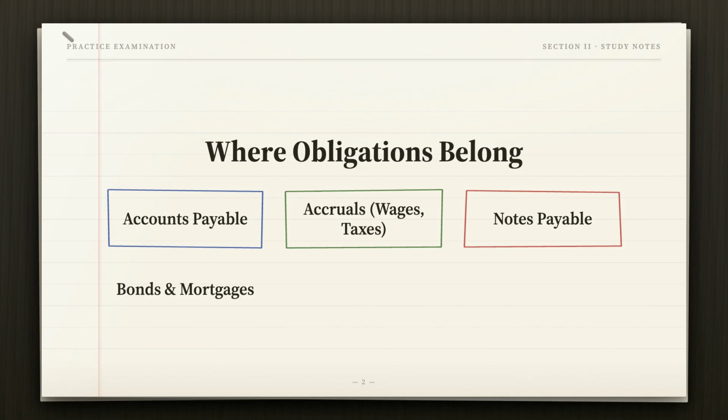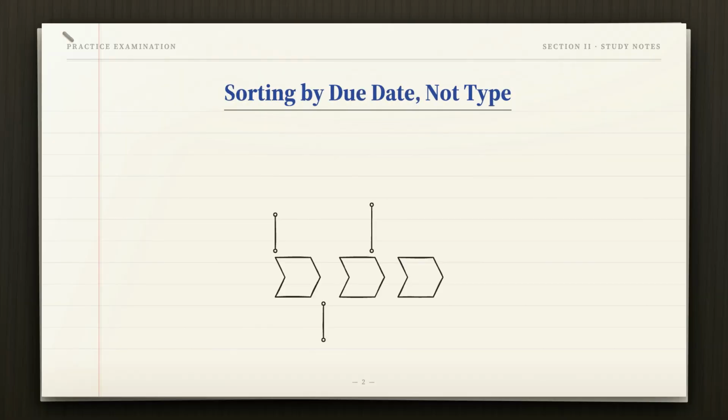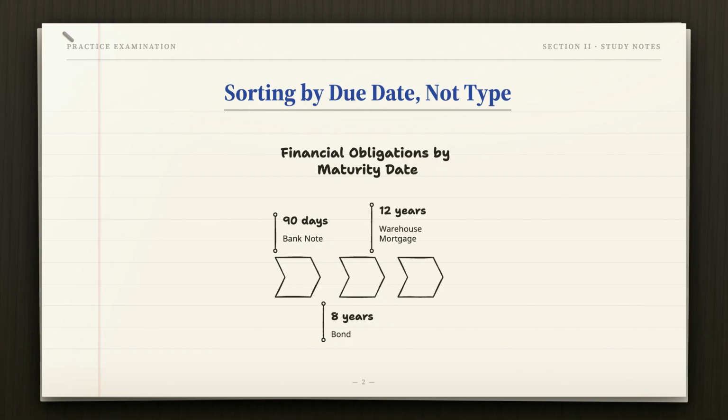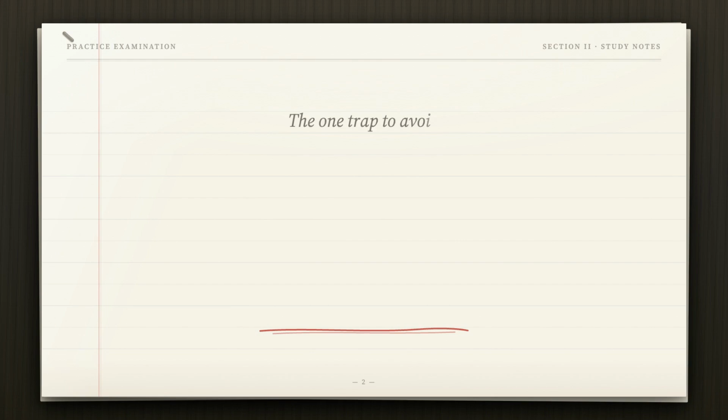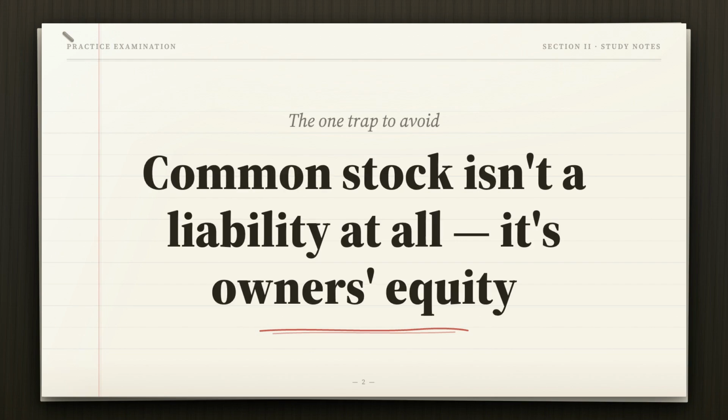Long-term liabilities hold obligations with distant due dates, most commonly bonds and long-term loans like a mortgage. Picture a controller sorting 3 obligations: a bond maturing in 8 years, a warehouse mortgage with 12 years left, and a bank note due in 90 days. Only the 90-day note falls within the year, so it alone is current. The bond and mortgage both stretch past that mark, so both are long-term. Watch for common stock sneaking into these lists. It is not a liability at all, current or long-term, but part of owner's equity. Always ask first whether something is even an obligation, and only then whether it's due within a year or beyond one.